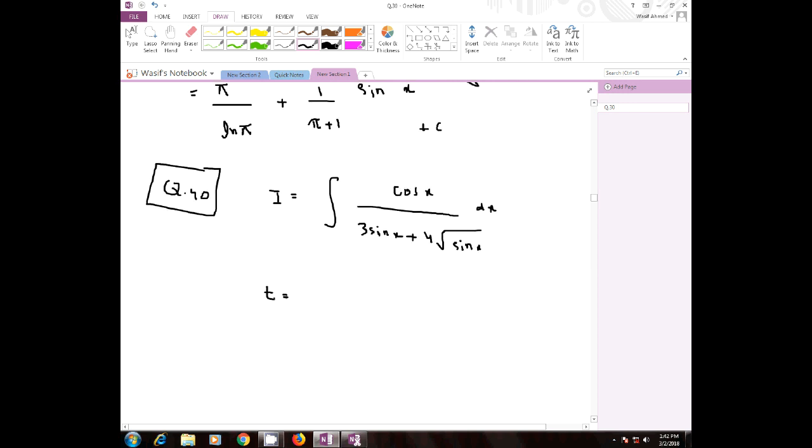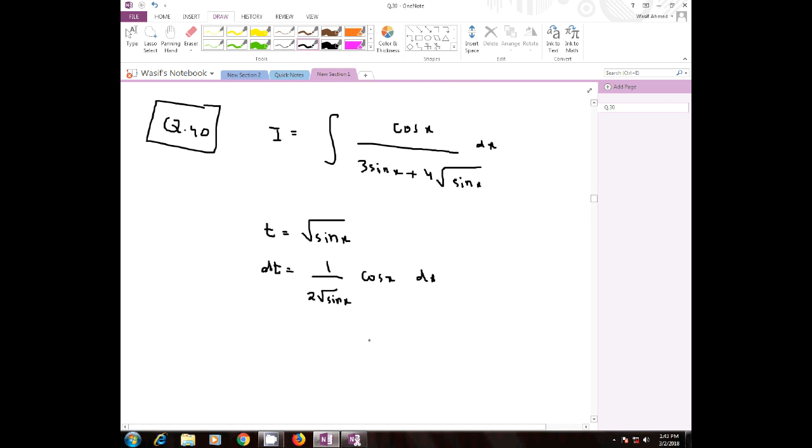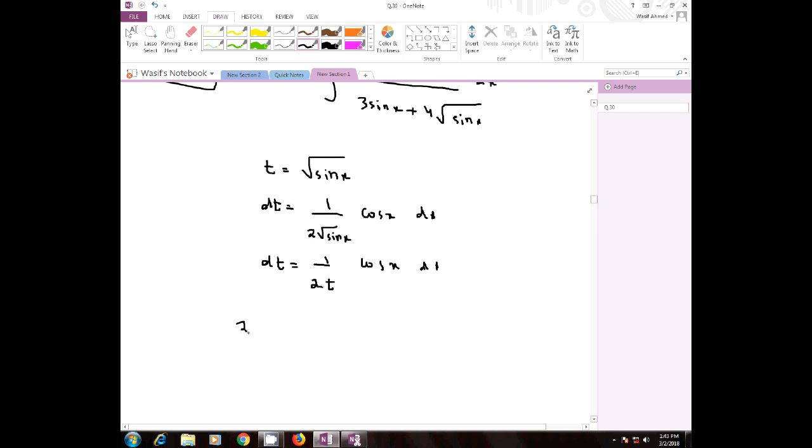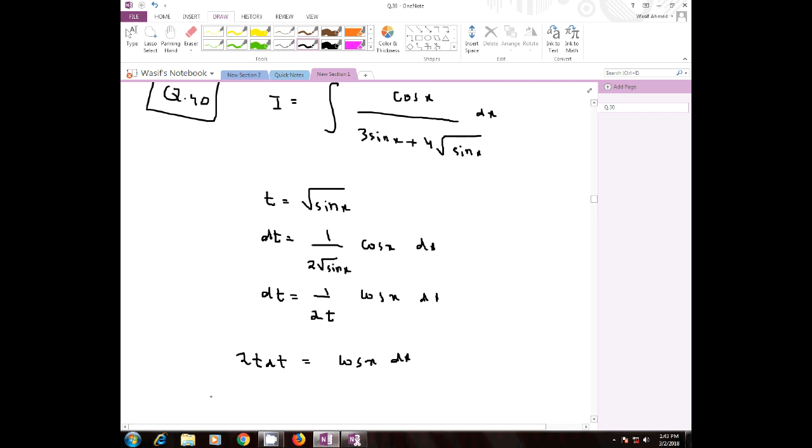If you put t is equal to square root sin x and apply the differential, you have 1 divided by 2 square root sin x, and the derivative of sin x, that is cos x dx. So we have dt is equal to 1 divided by 2 square root sin x, and since square root sin x is equal to t, this is 1 by 2t, and cos x dx. So from here we get that 2t dt is equal to cos x dx, and substitute these values in your given integral.